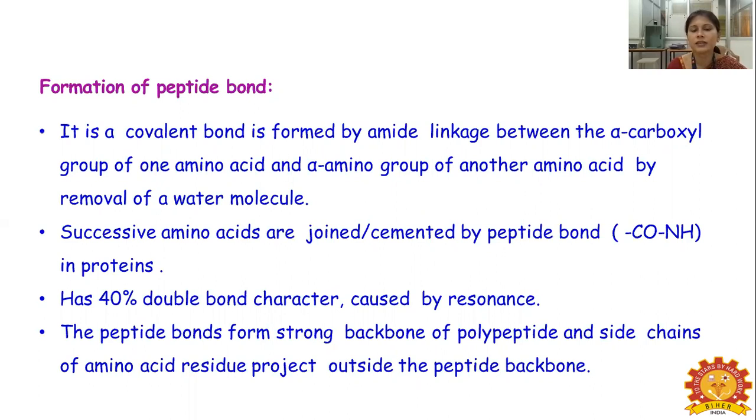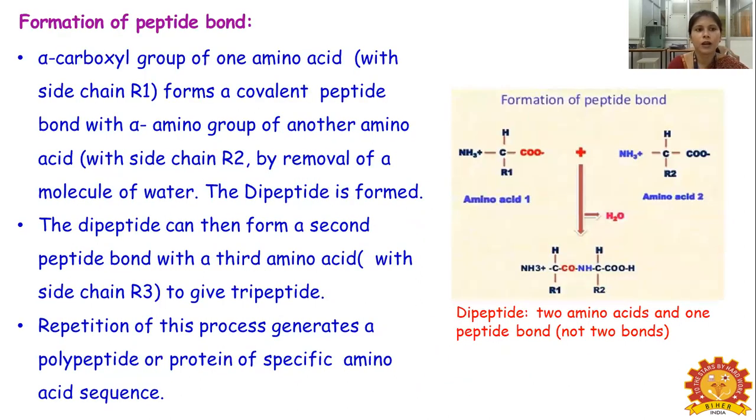When this COOH and the NH2 group join together and form an amide bond, one molecule of water is released. So the successive amino acids are joined, or cemented, we can say, by the peptide bond, that is the CONH in the protein. This is the basic bond for any protein structure. The peptide bond has 40% double bond character, which is caused by resonance. The peptide bond forms the strong backbone of the polypeptide, and the side chains of the amino acids project outside the peptide backbone.